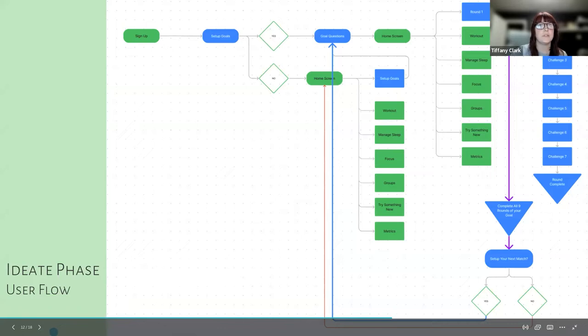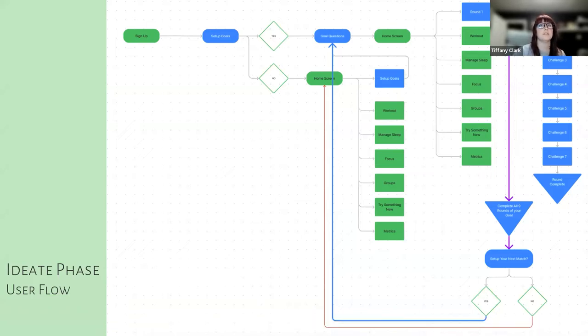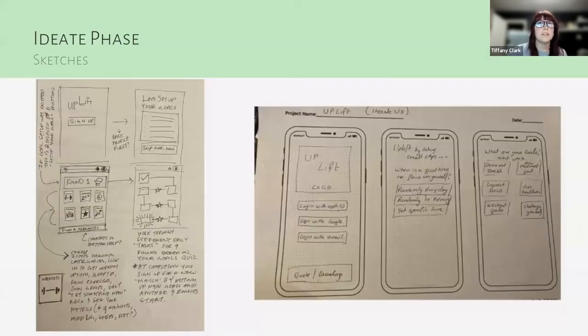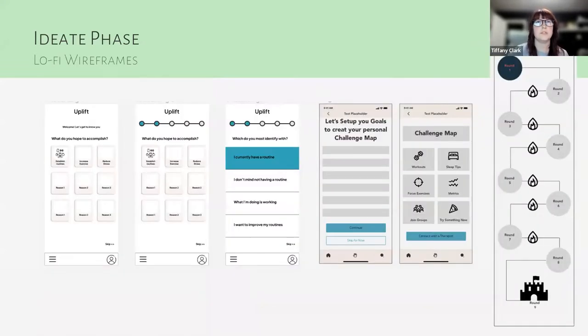We focused our user flow on the initial screens that the user would need to access to accomplish the design goals, mostly focusing on the challenge mode and the home screen in order to give the user access to goals, as well as to gamify the experience, like I said, to make it more interactive and to have a built-in incentive for the user to use the app. As a team, we all created our own sketches and lo-fi wireframes to initiate iteration, based on our design goals, user flow, and initial research.